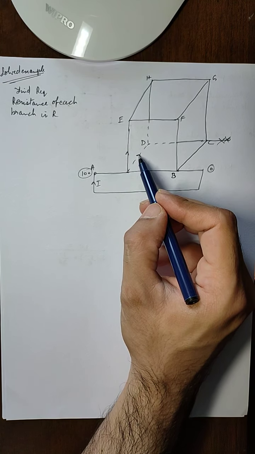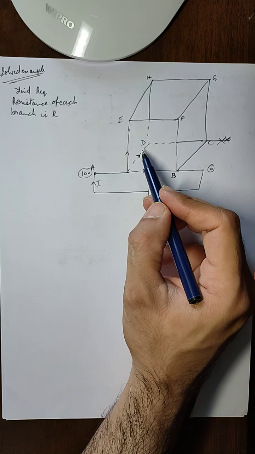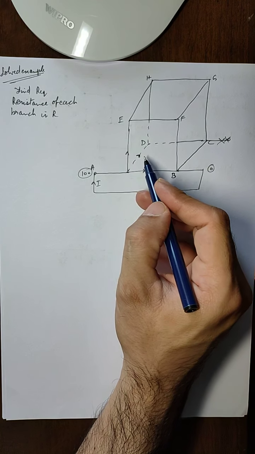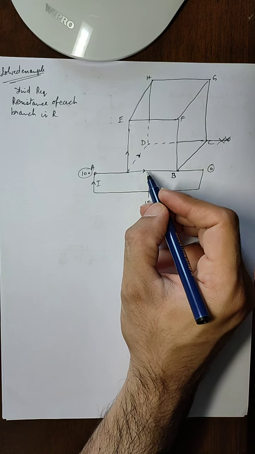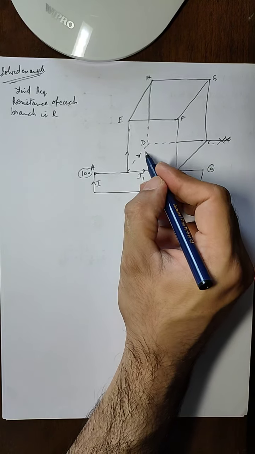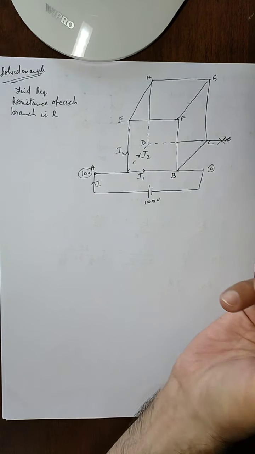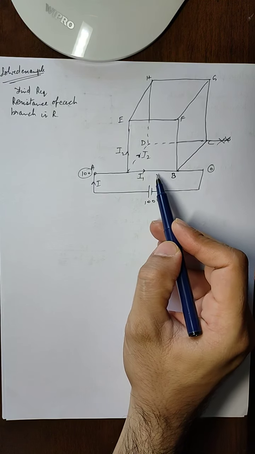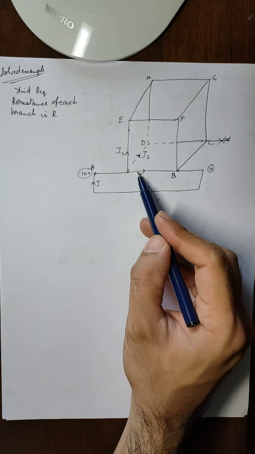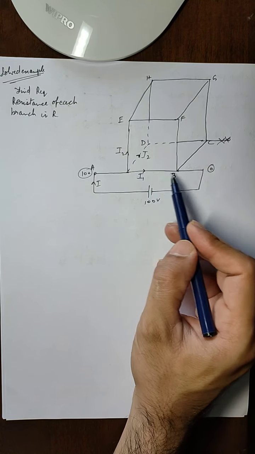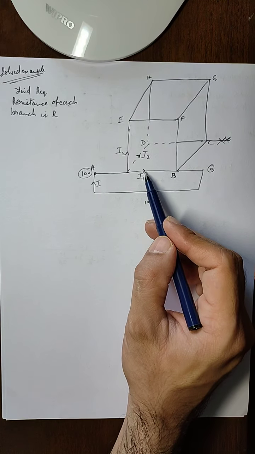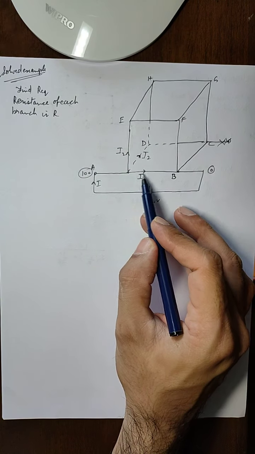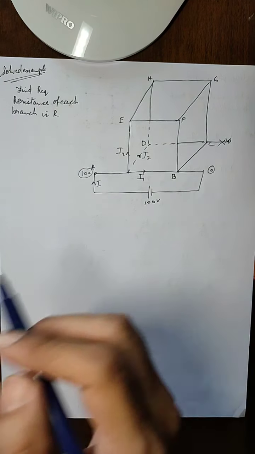But in these two branches, if the current goes, it will encounter the same number of resistances. So that means that in these two branches the current will be same and it will be different in this branch. So let us say that this branch has current I1 and these two branches will have current I2. Now I1 can be directly calculated by Ohm's law. So it is 100 minus 0, so this will be equal to 100 by R. You can understand that the value of I1 will be equal to 100 by R.